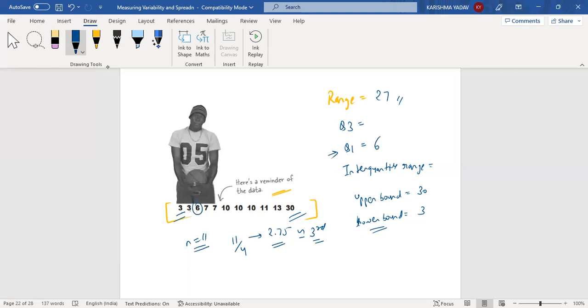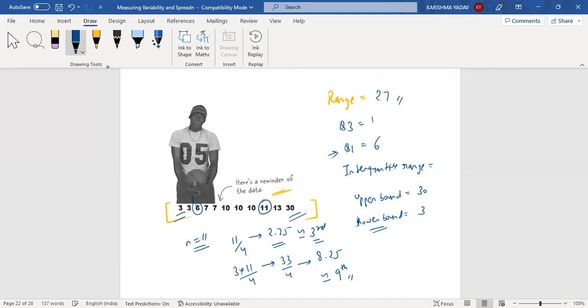Talking about the upper quartile, the upper quartile will be 3n divided by 4, that is 3 into 11 divided by 4, that is 33 by 4. So we got 8.25, and we are going to approximate this value, that is the ninth position is my upper quartile, that is 1 2 3 4 5 6 7 8 9. So my upper quartile is 11.